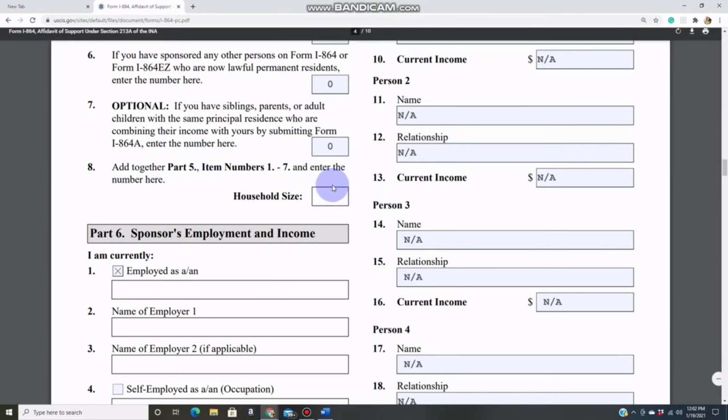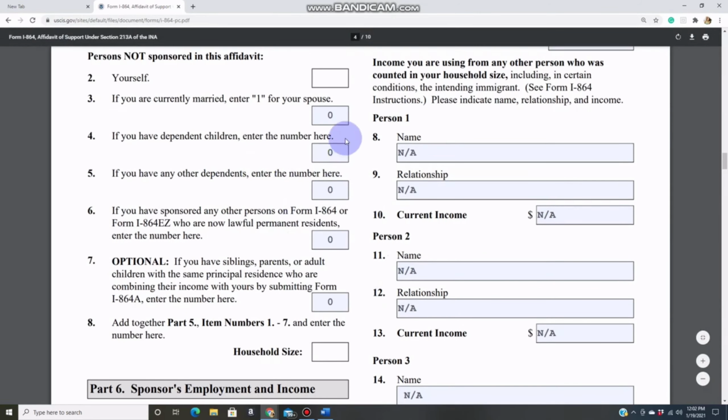Okay? But if you write down other numbers in this space provided, you must count the number of each person in this space provided and total them all in this space provided. For example, you write down 1, 2, 3, 4, 5 persons in this space provided, then you must add them all and write down the total in this space provided. Okay?